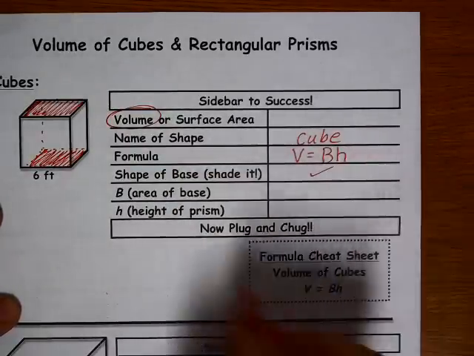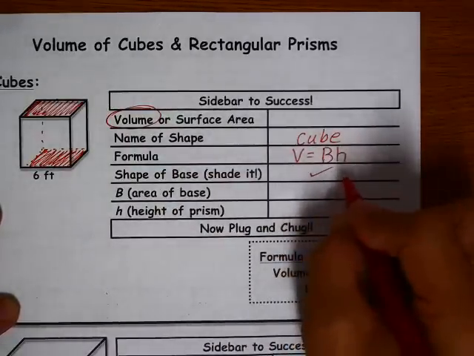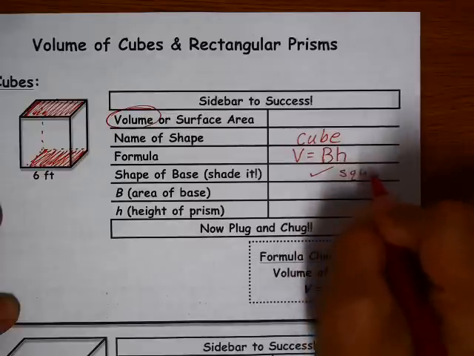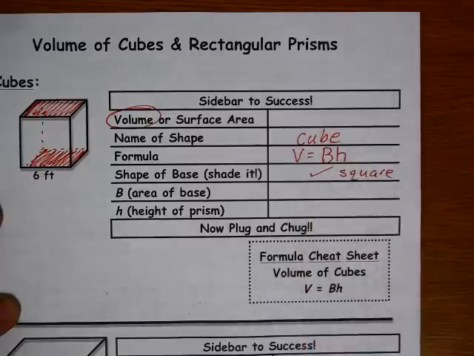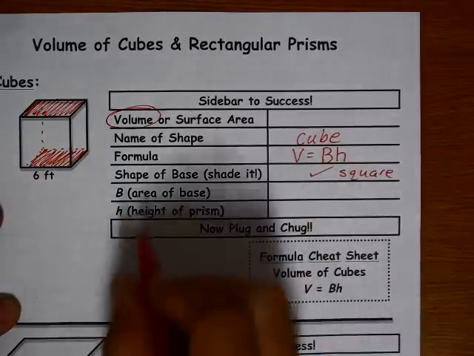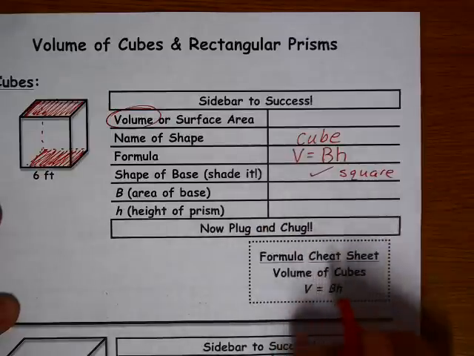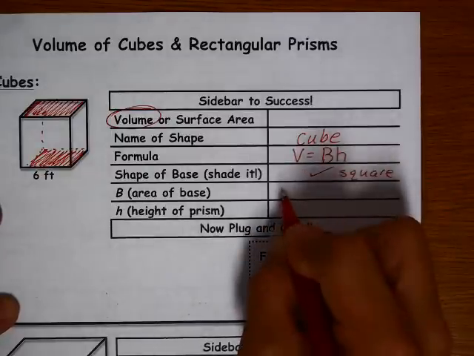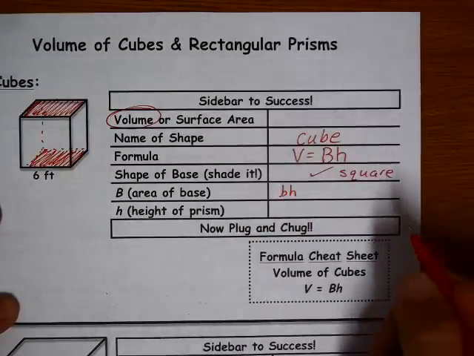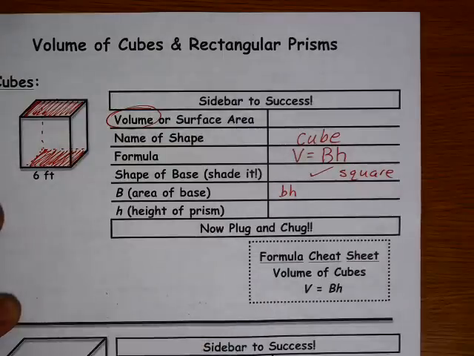Okay, so I'm just going to put a check there because I did shade it in, and since it's a cube, the shape is a square. Now the area of the base, well, the area of a square is base times height. Okay, and that's on your formula chart too.